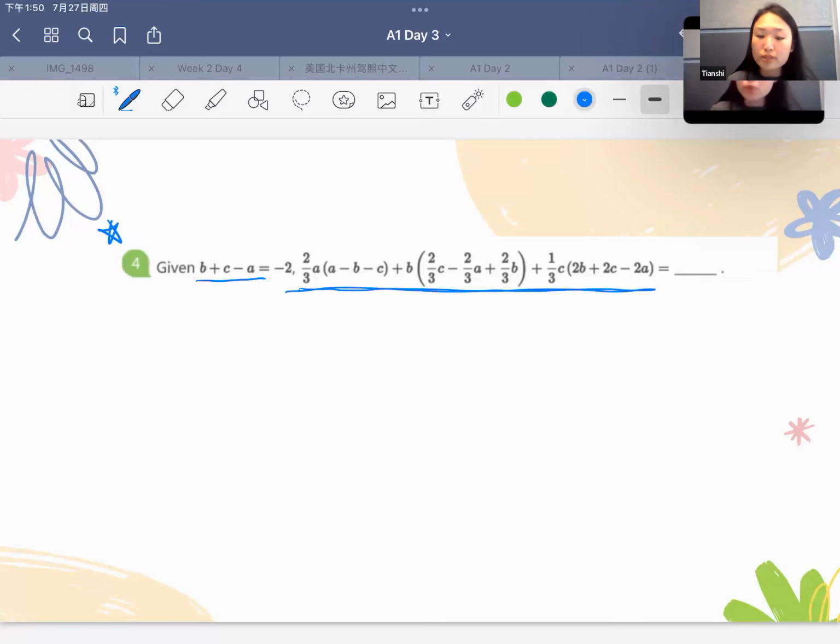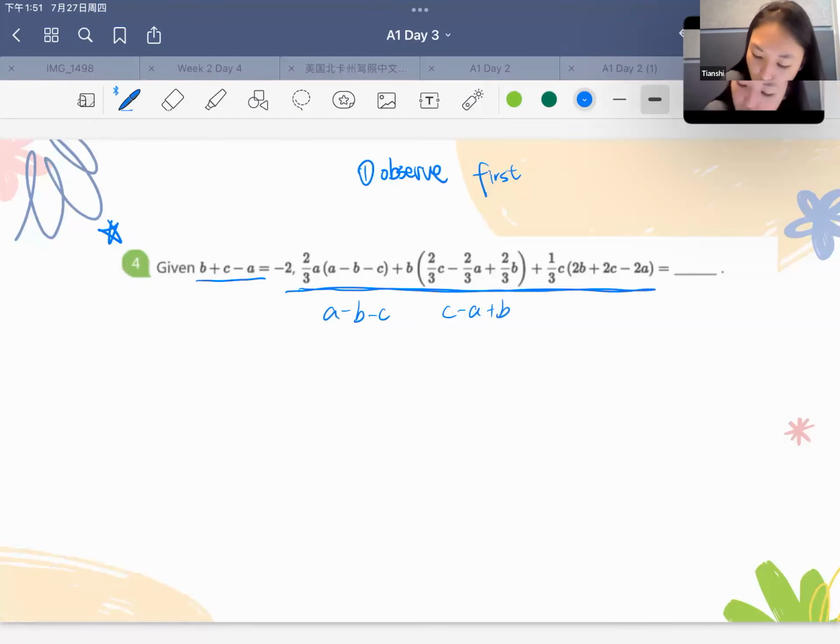I think the most important thing is to observe the polynomial first. So let's see what relationship there is between these three terms. The first one is a minus b minus c, and the second one is c minus a plus b, and the third one is b plus c minus a, right? All of them have the three variables a, b, and c, but actually these two terms have the same positivity or negativity. So b is positive, c is positive, and a is negative. But in this one, the signs are different.